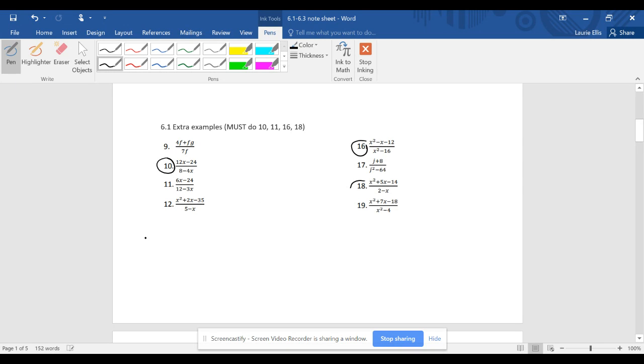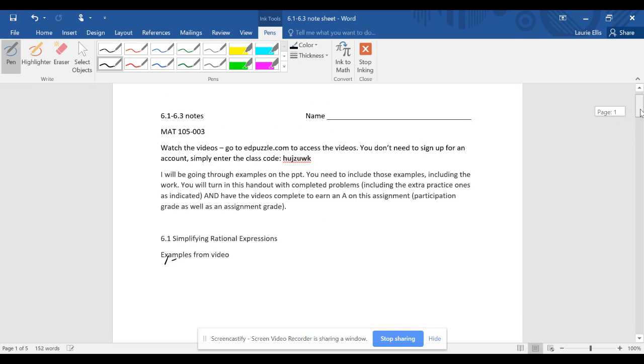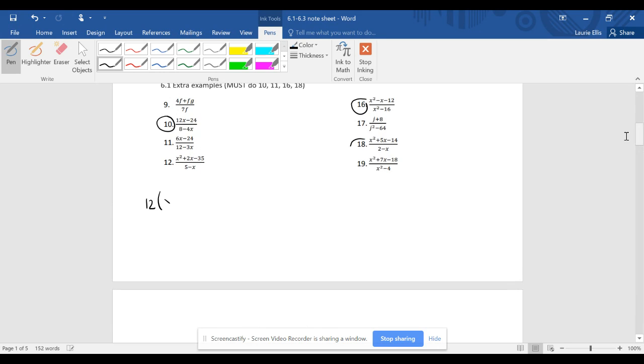Okay, so number 10, factor out the common factor. In the numerator, it's 12 times x minus 2. And in the denominator, it's going to be 4 times 2 minus x. Okay, so notice that these are just backwards. And that's exactly what we noticed in the last video that I made you.